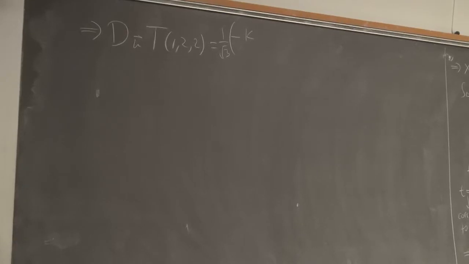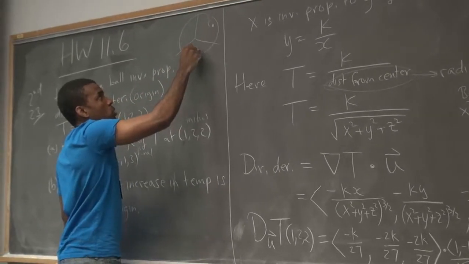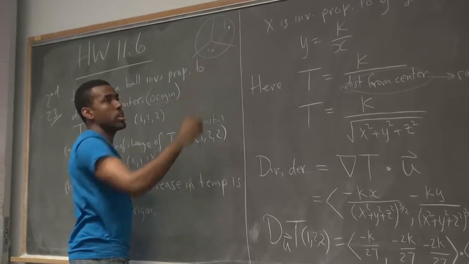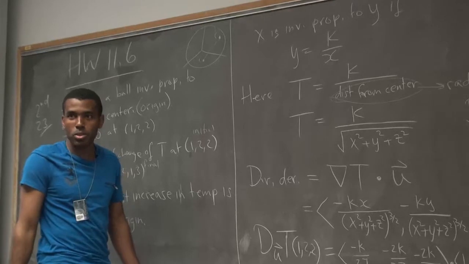So what's the connection between 1, 2, 2 and 2, 1, 3? No connection whatsoever, like it doesn't go towards the center or anything like that. So why is it giving us 1, 2, 2? It's just saying we're at one point in the ball and we want to move to another point in the ball. How's the temperature going to change? Is it going to get hotter or colder? That's basically what they're asking.